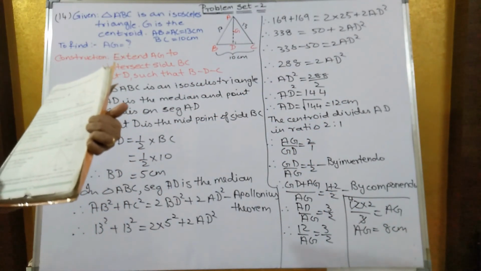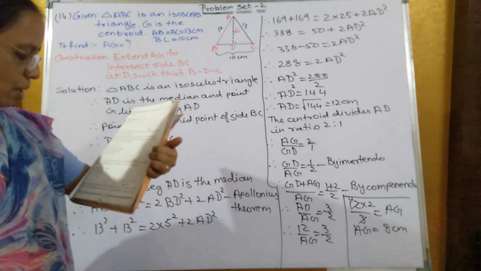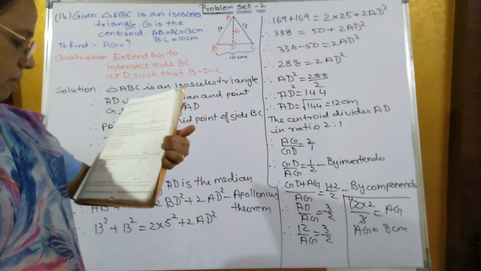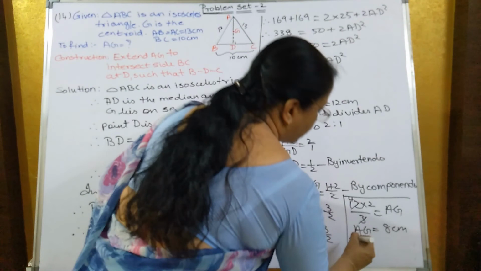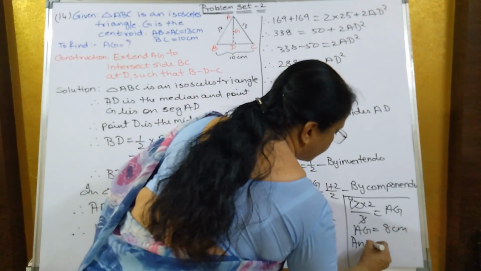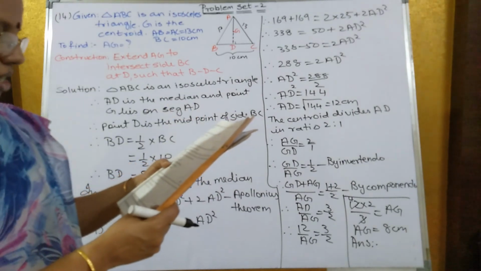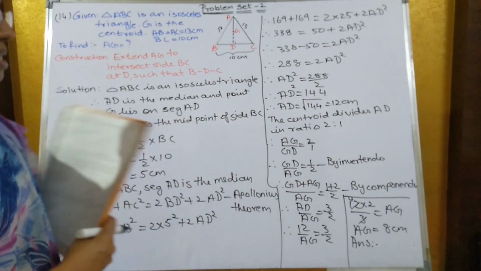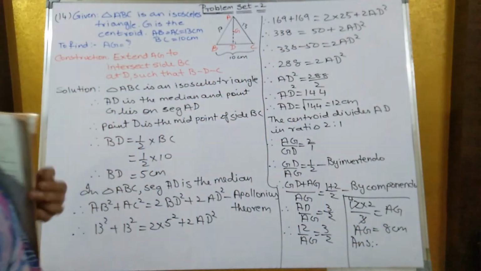Then write down the answer. The distance between the vertex and the opposite base and the centroid is how much? 8 centimeters. So write down the answer. Answer is very important. Since I am not having place, so I'll just tell the distance between the vertex opposite the base and the centroid is 8 centimeters. So that is the answer of this question.